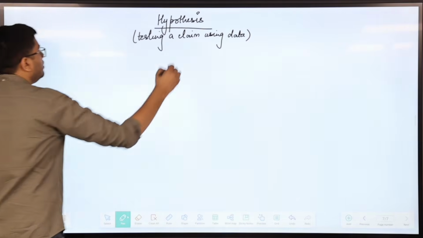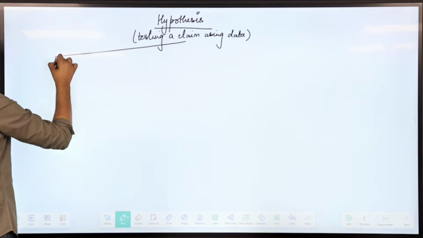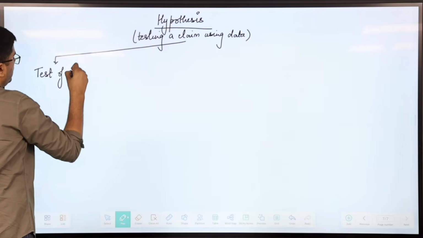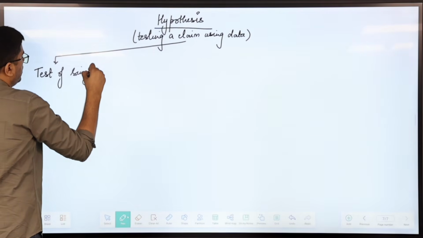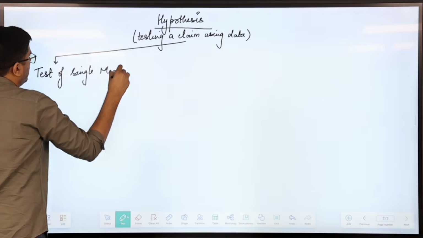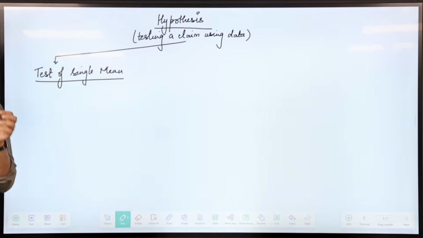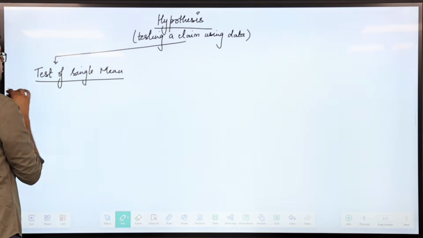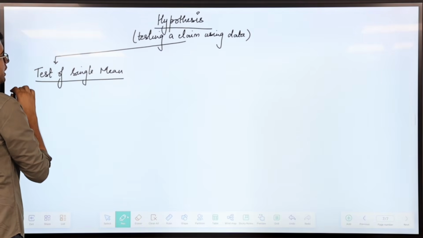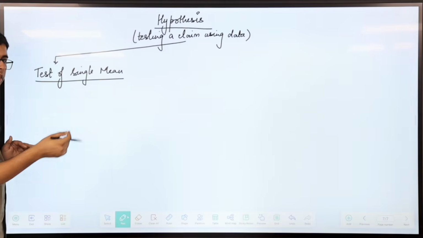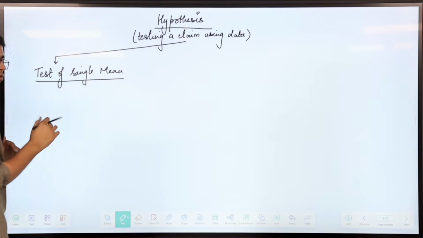Throughout our syllabus, we have 2 major discussions. One is test of single mean, where a statement or a claim is made about the returns of a single security. In this case, you can perform the test in 2 ways. One is using the confidence interval approach and the other is using a test statistic approach.